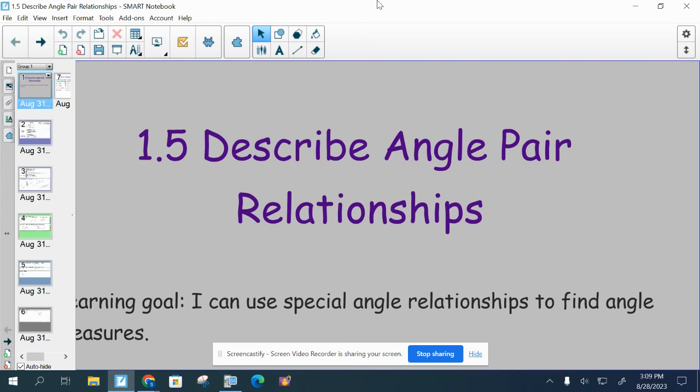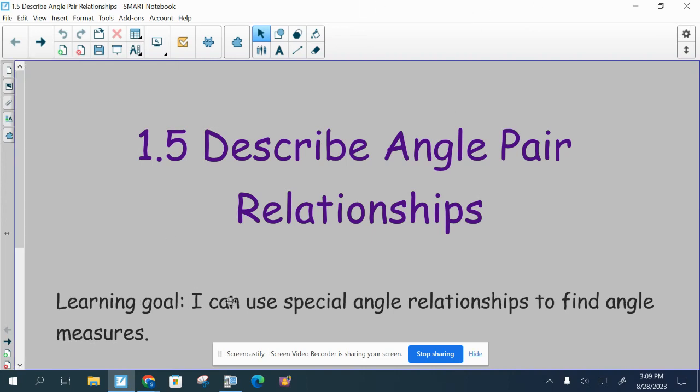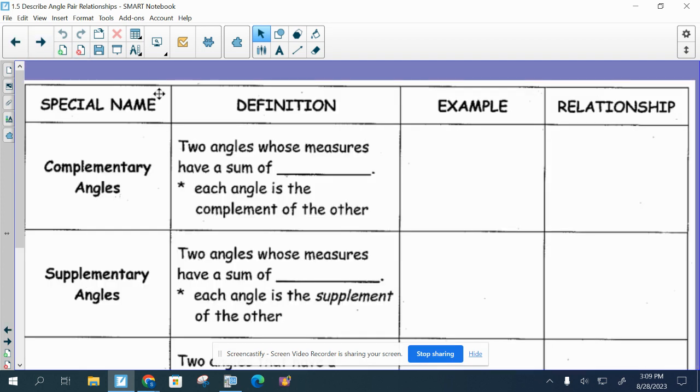Everyone, this is lesson 1.5, Describe Angle Pair Relationships. Today you're going to learn how to use special angle relationships to find angle measures. Some of these terms might be a review, and some of them might be new.